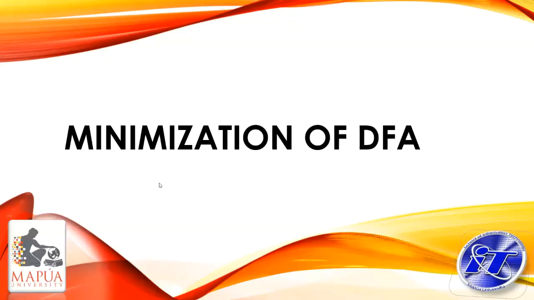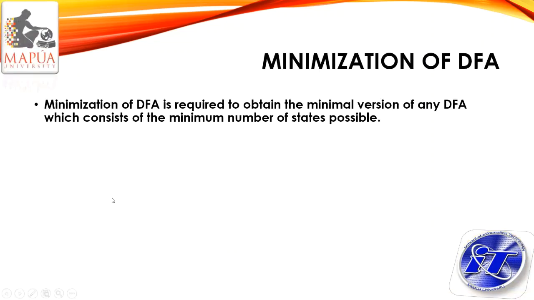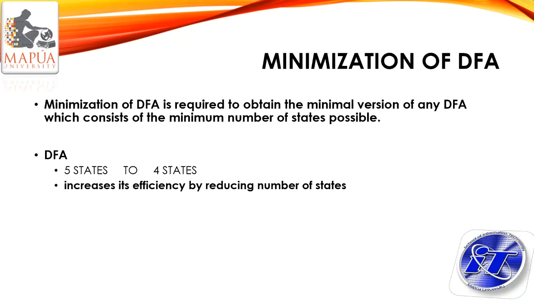In this session, we're going to discuss minimization of the FA. If we say minimization of the FA, it means that we are minimizing the number of states of the given automaton. So for example, if our DFA has 5 states, we're going to make it 4 states. Why? To make it a more efficient automaton. By reducing the number of states, we'll make the processing of our data take fewer phases and fewer states to get the output.